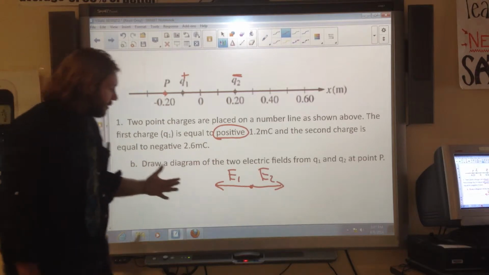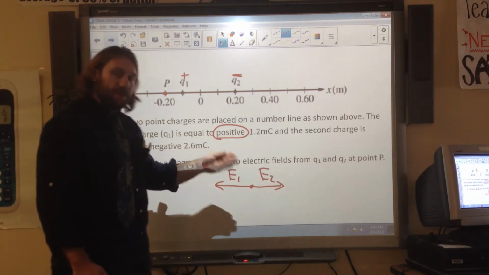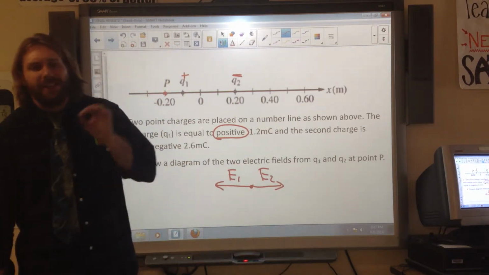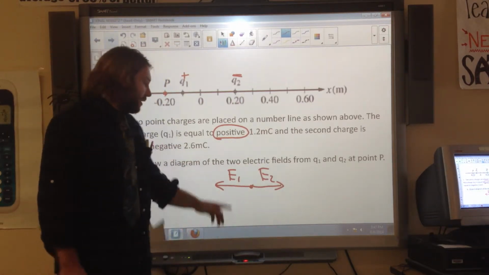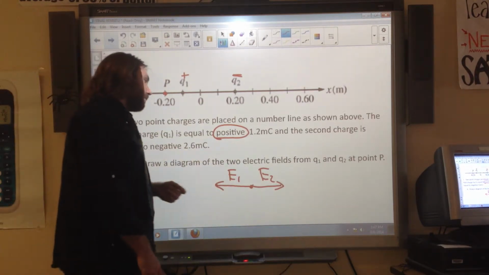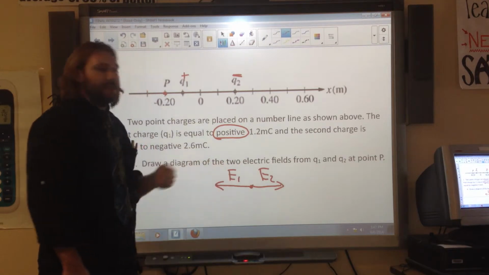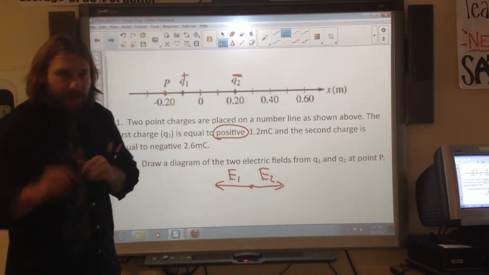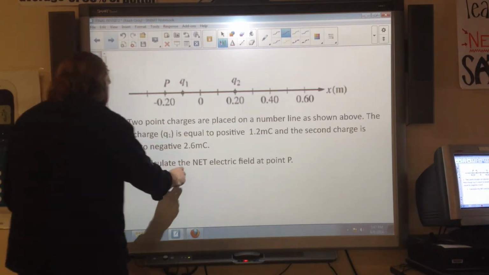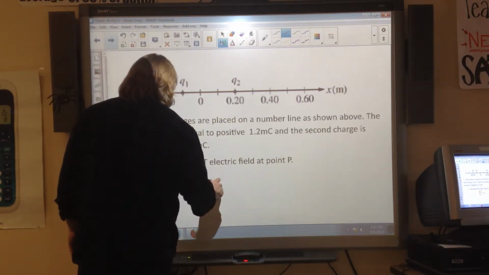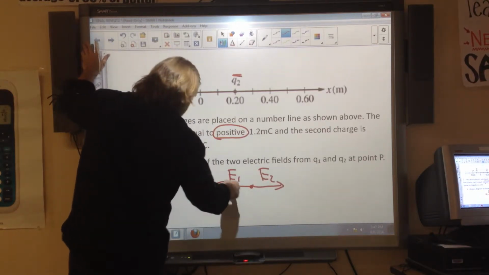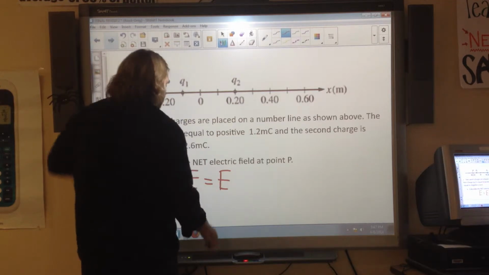So when I look at this diagram, when I find the net total electric field, all I have to do is add them together. But one is going to be negative, because electric field is a vector. And I see that the direction is going to the left for E1. So my net electric field would be E2 minus E1, which will bring us to part C. Calculate the net electric field. So our E field is going to be E2 minus E1, because E1 is going to the left.